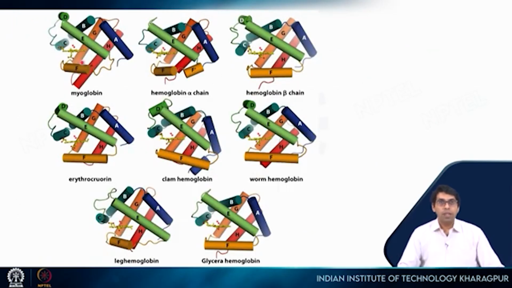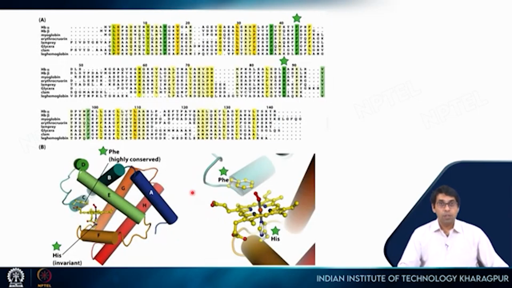So, now let us look at myoglobin, the hemoglobin alpha chain and beta chain, again similar proteins from other organisms, right. So, there are a total of 8 different protein chains from these different organisms. If you look at the structure, they look exactly the same. Now, we can align their amino acid sequences and see how similar or how different they are. So, if I do an alignment of all these 8 amino acid sequences, this is what you will see.